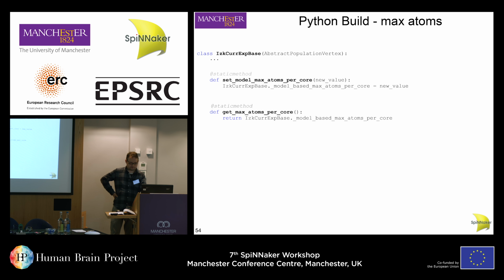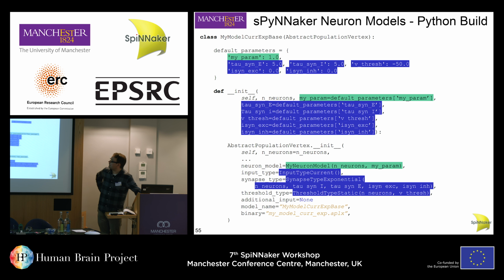You can define other functions in here, like the maximum number of atoms per core. And this is just another example of the API, but using the new model template this time. So here I've called it my model Kurex base. You'll find this in the new model template API, where anything highlighted in green is a parameter that I've defined myself. Anything highlighted in blue is something that belongs to another component.